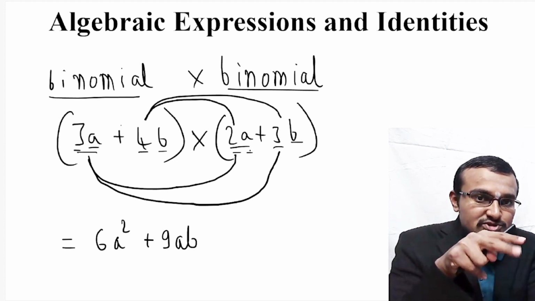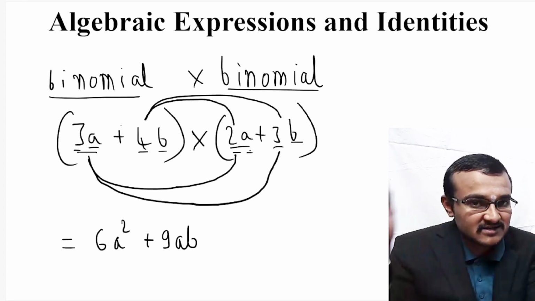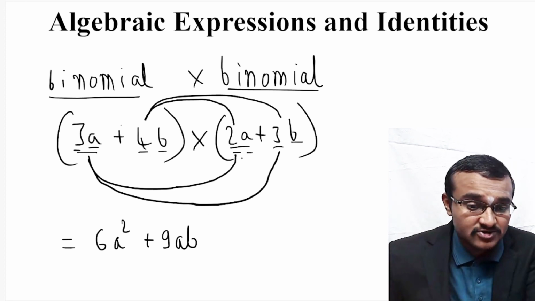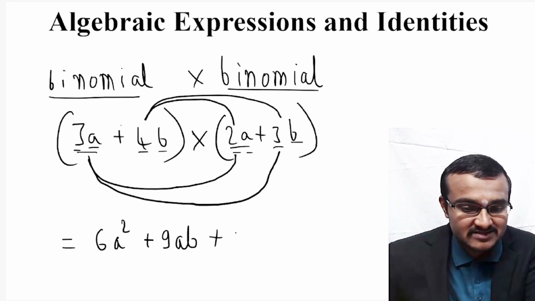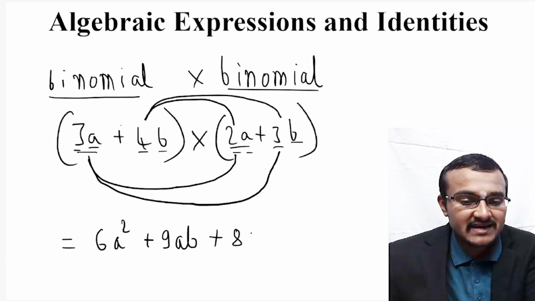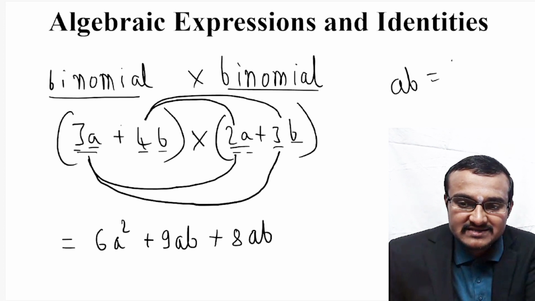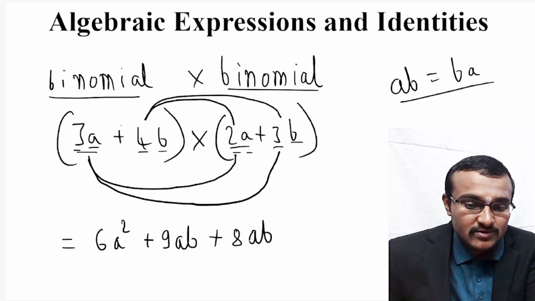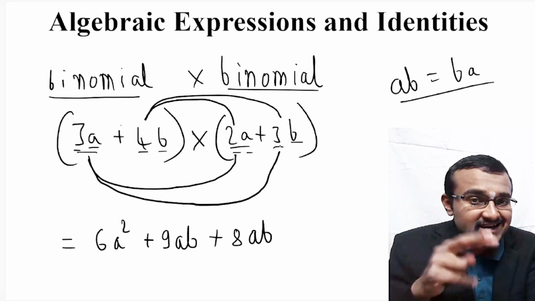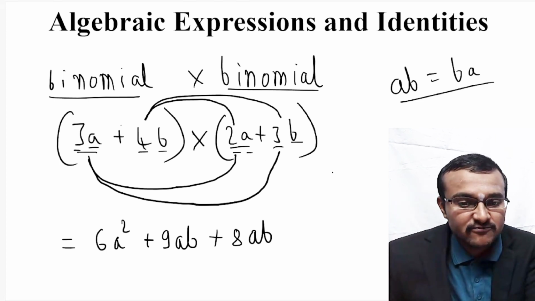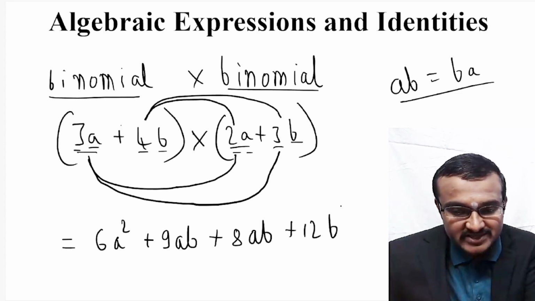Now the second term also you should multiply with the two terms in the second expression, that is with the first term and the second term as well. So 4b into 2a will be 4 into 2, plus 4 into plus 2 will be plus 8. B into a will be ba, or ba can also be written as ab, because ab is equal to ba. So 8ab. This 4b you should also multiply with the second term of the second expression. So plus 4 into plus 3 will be plus 12. B into b will be b square.